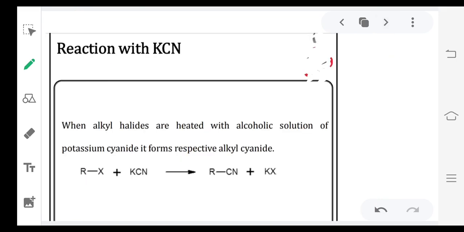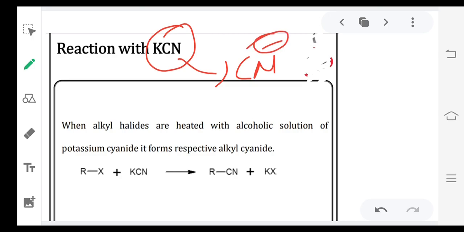Next, reaction with KCN. So KCN will provide a nucleophile, that is CN minus. The CN minus can replace this X minus, we will get RCN. RCN is called alkyl cyanides.